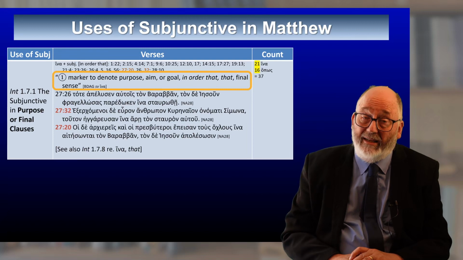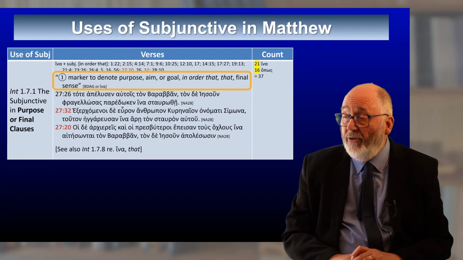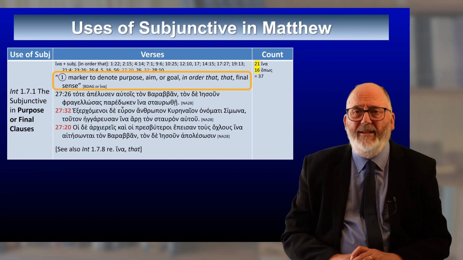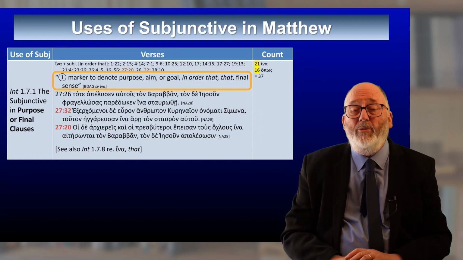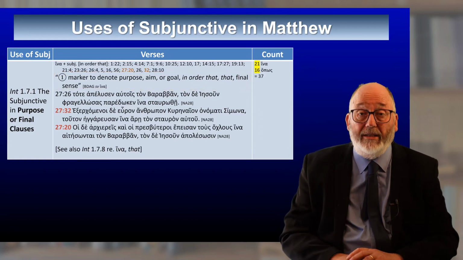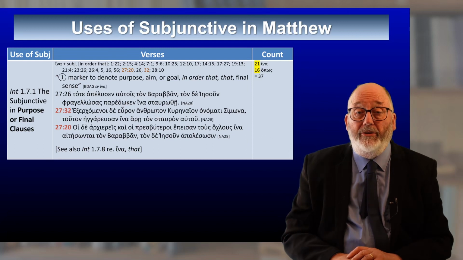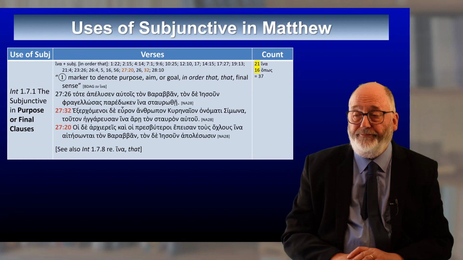The words in italics indicate the way it is translated: in order that, or that, and then the final sense. So that is a shorthand way of saying a purpose clause. So let's look at these examples which use hina plus subjunctive to form a final clause.